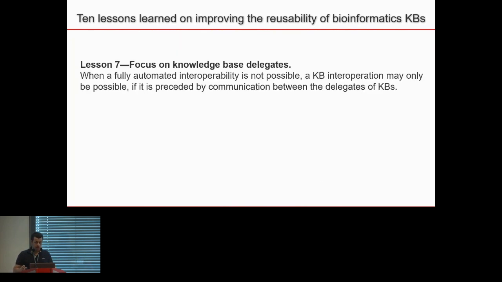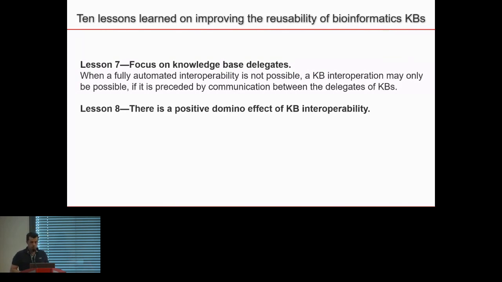Focus also on the knowledge base delegates. This is really important, mainly when you're establishing a two-sided interoperability approach, because there is no magic solution or best technology or approach that will solve an interoperability problem if the delegates don't want to do the interoperation. So it's really important to have a good working relationship with the delegates. The eighth lesson is that there's a positive effect of doing knowledge base interoperability. One of the reasons for that is a kind of transitivity.